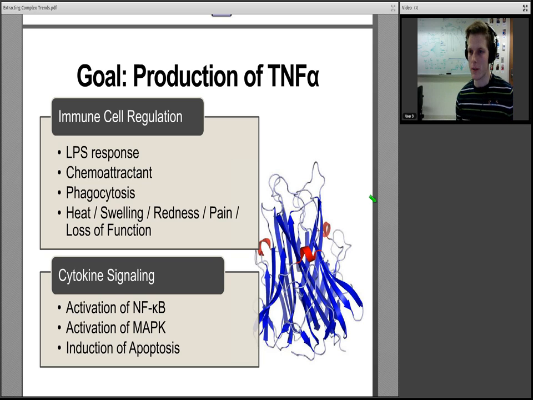The goal that we're using to model this system is the production of TNF-alpha. And so we're saying that eicosanoid metabolism is regulated in such a way to optimize the formation of this molecule. The reason that we chose this as a goal is that it has a fundamental role in immune cell regulation, and it's specifically well characterized for its participation in the LPS response. It does a number of things to fight the infection, including inducing phagocytosis and also stimulating the cardinal signs of inflammation, as well as acting as a cytokine, signaling through various pathways which are important towards responding towards infection.